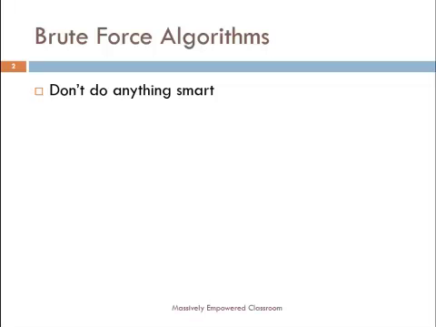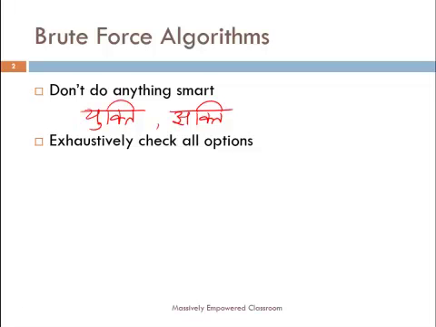Brute refers to an animal. So these algorithms behave like animal force, simply going through the motions without doing anything smart or intelligent. So in our terms, they don't use any smartness, or what we call yukti, right? Instead, they only use force, or what we call shakti. So these algorithms are simply the simplest and most straightforward solutions to problems. What they do is exhaustively check all options.